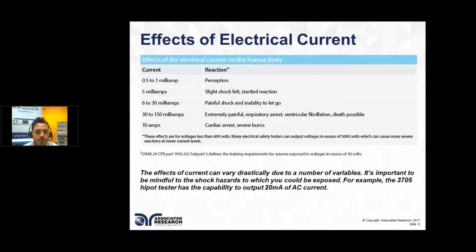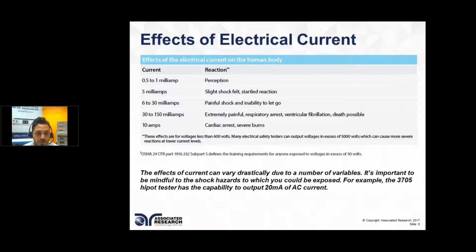At 6 to 30 milliamps, now you start feeling a painful shock and the inability to let go. You can no longer control your motor skills. Above that, depending on the duration, now we're getting to the range where death is possible and severe burns. And once you're in the 10 amps range, you'd be pretty lucky to walk away from that. So the effects of current can vary drastically due to a number of variables, which we'll discuss.